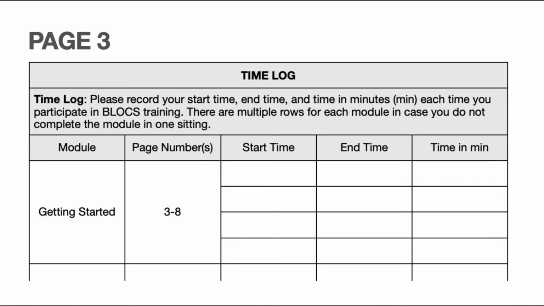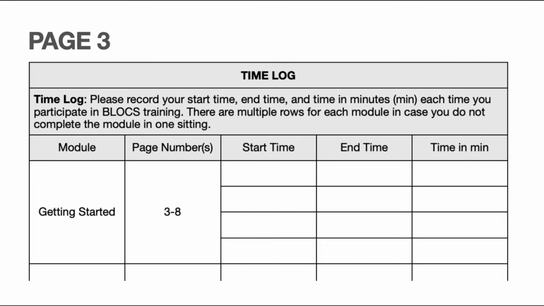Below this information is your time log. The first column lists the modules. You are accessing the module Getting Started through a shared Google Drive folder. Each folder on Google Drive is a different module. The next column, page numbers, correlate to the training manual pages you will use for each module. Then, the final 3 columns are start time, end time, and time in minutes.